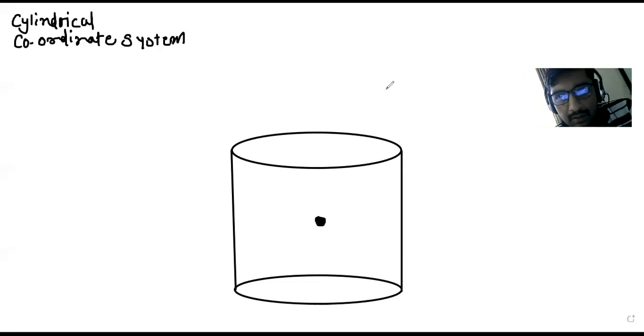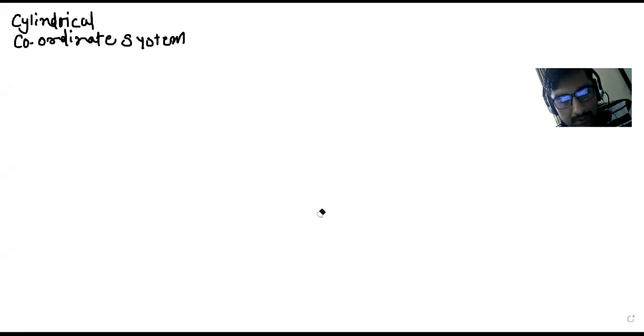Let us understand what the different things involved in this cylindrical coordinate system are. I hope you understand the overall picture. Now let us understand exactly what it is. So let me draw the XYZ axes first. This is your Z axis, the vertical axis.